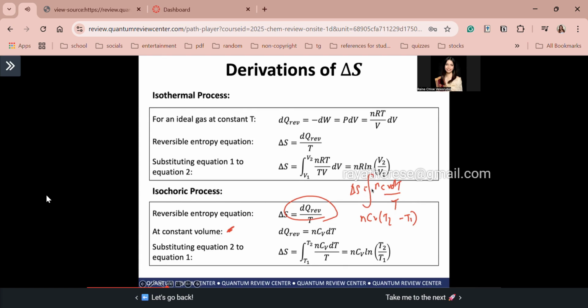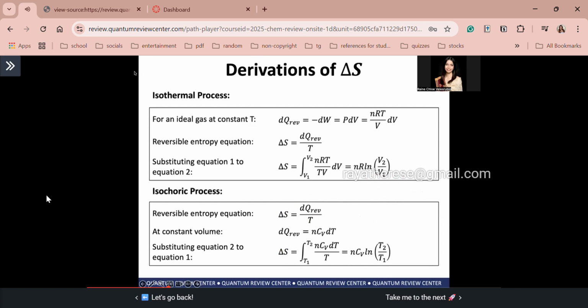Tapos, i-integrate natin from T1 to T2. Okay? Because we have dT here. Getting the integral, we get nCv. So, yun yung nilabas natin. ln T2 over T1. Because the integral of 1 over T dT is ln T. Okay? Since this is a definite integral, guys, ang ating integral for this is ln T2 over T1. Therefore, this is the equation of delta S for an isochoric process.